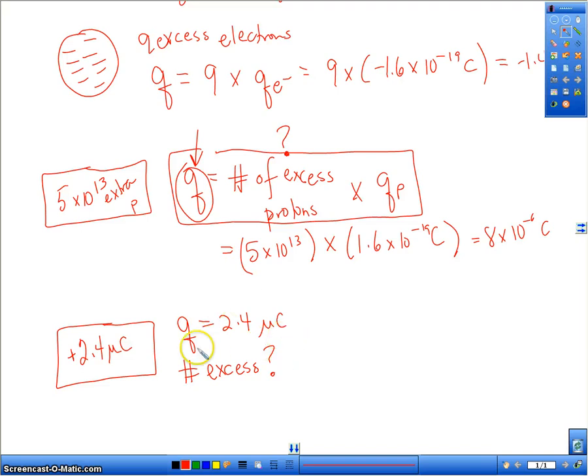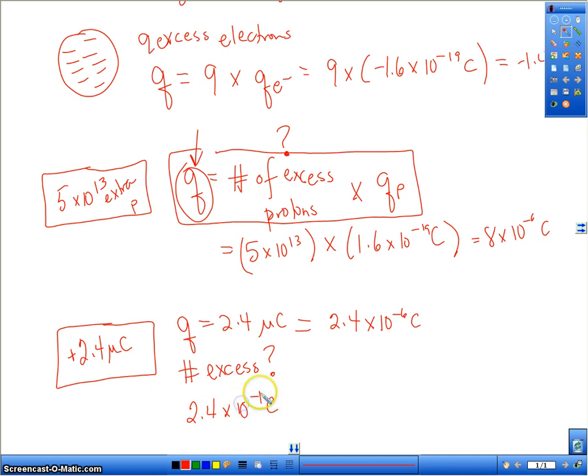Okay, so the charge, pardon me, I was interrupted. The charge, which is 2.4 microcoulombs, we're going to write that as 2.4, and we have to look up micro. Micro is 10 to the minus 6 coulombs. So that's what we're going to put on the left-hand side. We're going to solve for the number of excess protons in this case, and then we're going to plug in the charge of a proton. So we'll put 2.4 times 10 to the minus 6 coulombs.